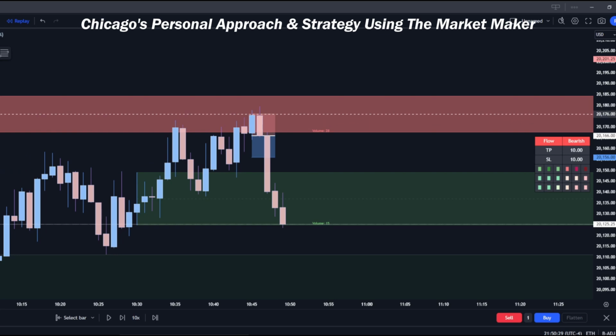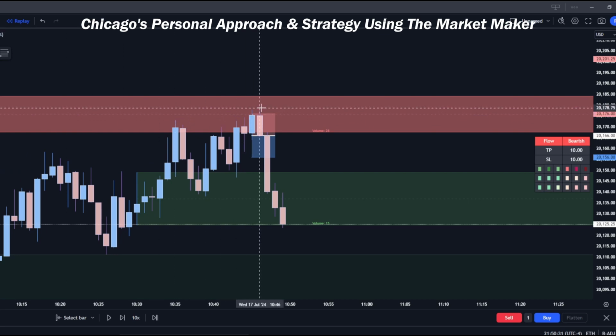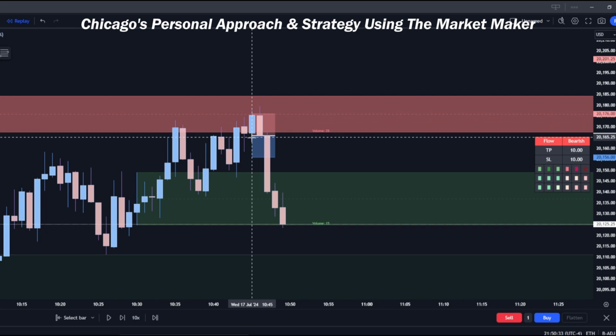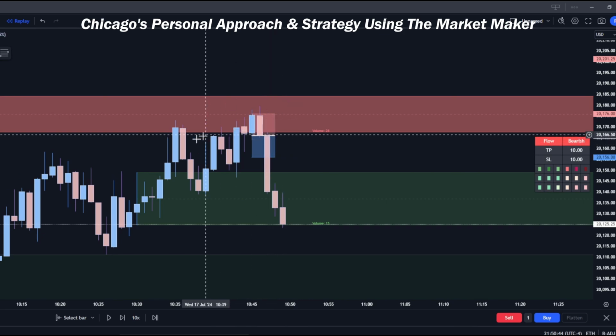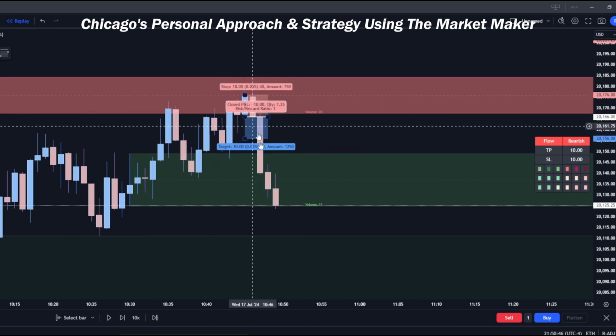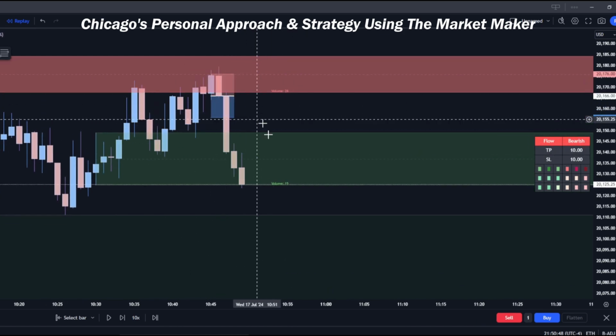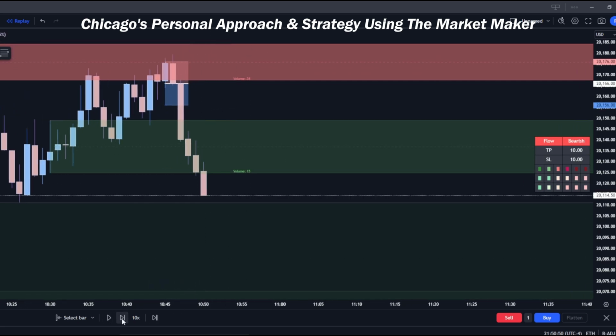But we came into this high here, and we rejected nicely with a strong bearish body, minimal buying wick, and a notable selling wick. So for me, this is a good setup, using price action and the zone together. So I would go short, and as you can see, it played out. Now moving on.